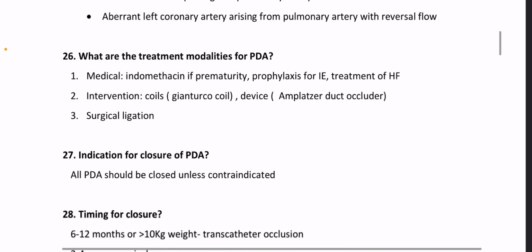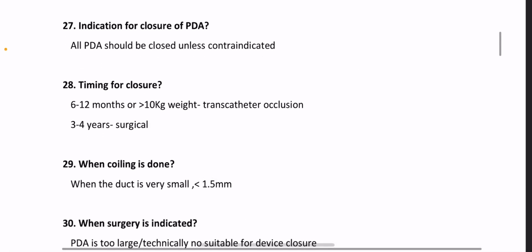Surgical ligation. Indication for closure of PDA: all PDA should be closed unless contraindicated. Timing for closure: 6 to 12 months of age or weight more than 10 kg, transcatheter occlusion. 3 to 4 years, surgical occlusion.